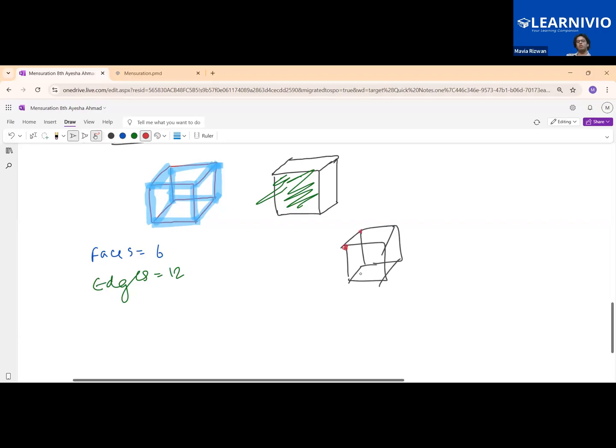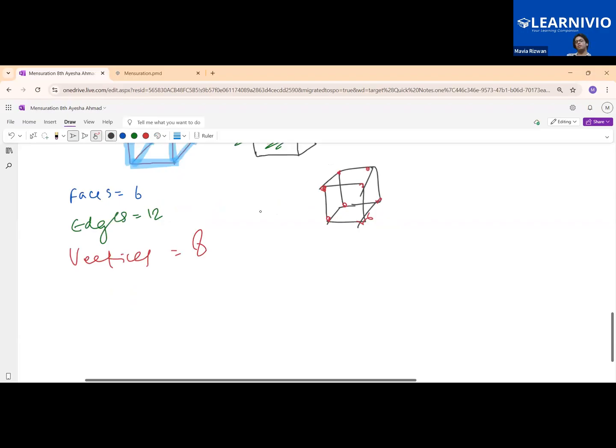1, 2, 3, 4, 5, 6, 7, 8. Vertices are 8. Okay, so this is about a cube. Now, Aisha, all this same goes for cuboid as well.